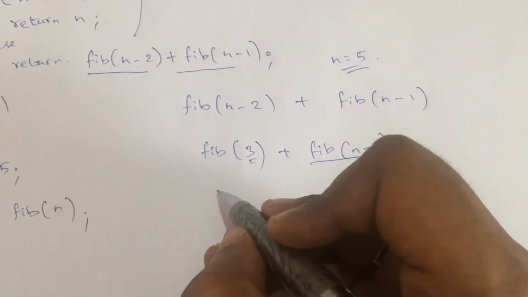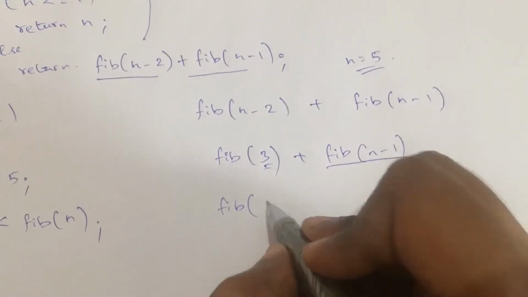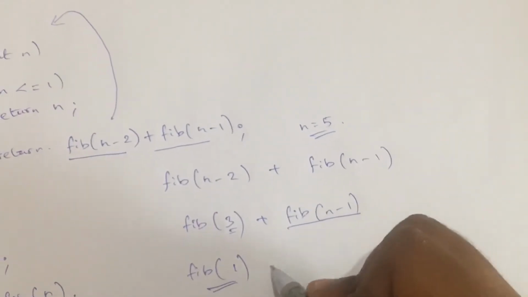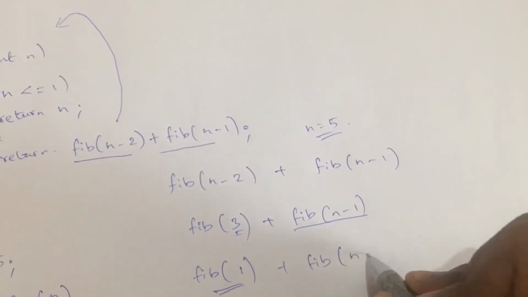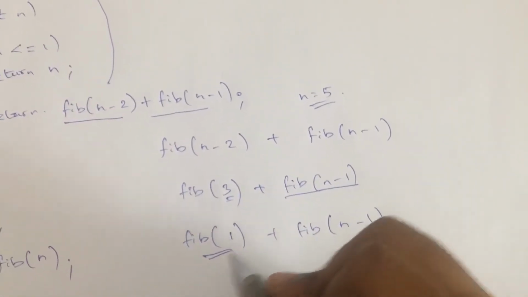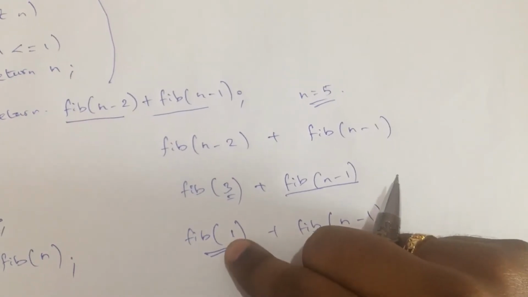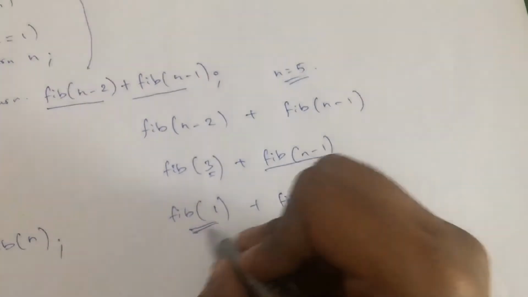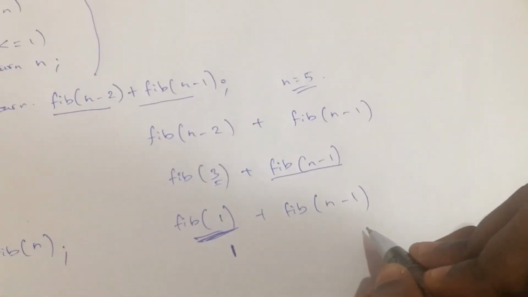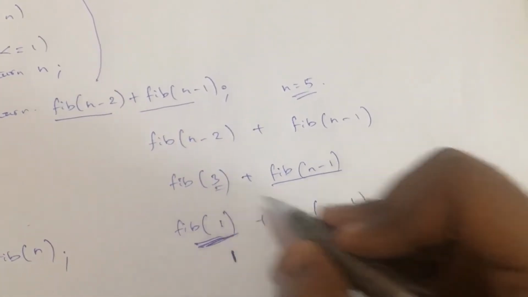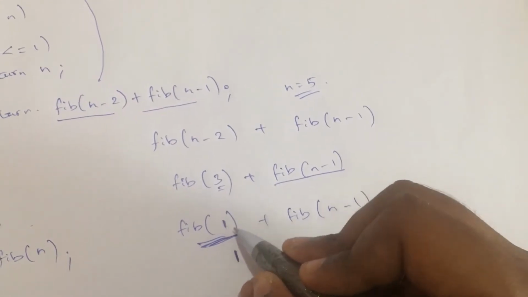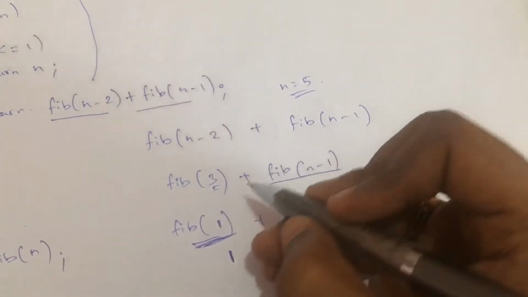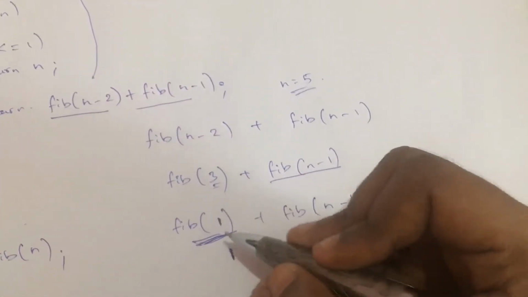So fib of 3 minus 2 is going to be fib of 1. When I get fib of 1 over here, let us assume the other part is n minus 1 itself. For fib of 1, see here, the n value is equal to 1 now. So when I pass 1, it will return 1 itself. So here at this point I'll be getting the value 1 itself. We know the n value is equal to 1 for this case, because we pass the value as 1.